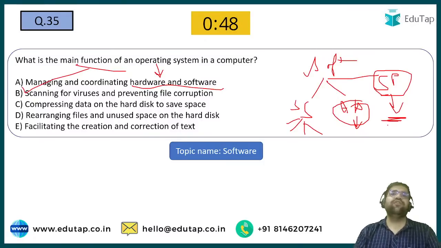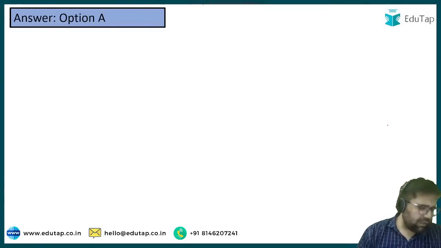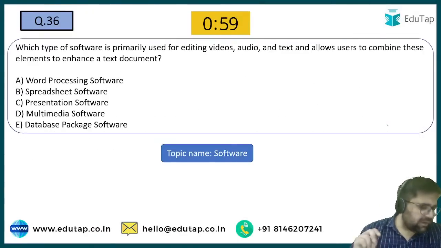They are innovating new kinds of software for certain companies, for example Infosys and other companies like Tech Mahindra, and so on and so forth. So they hire software developers who develop new kinds of software. As simple as that. Chalo, question number 36.